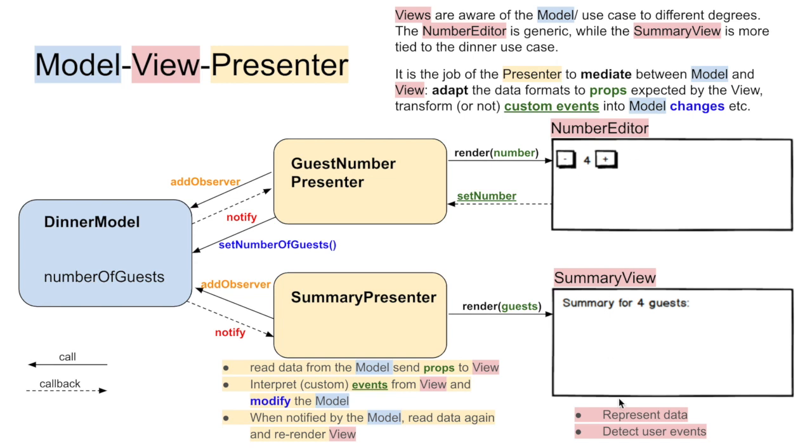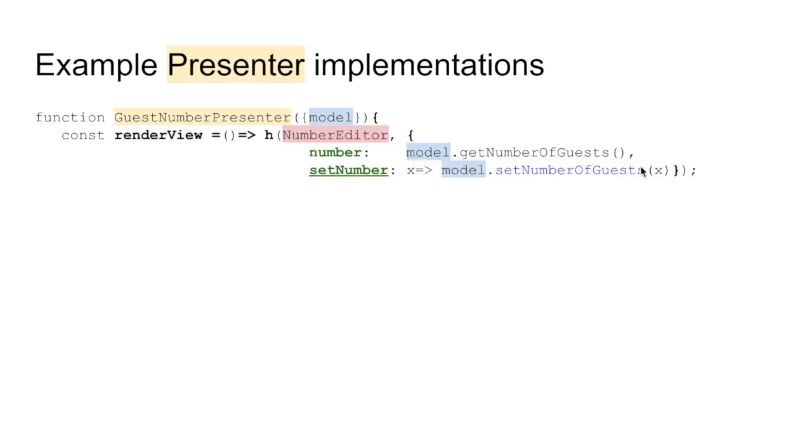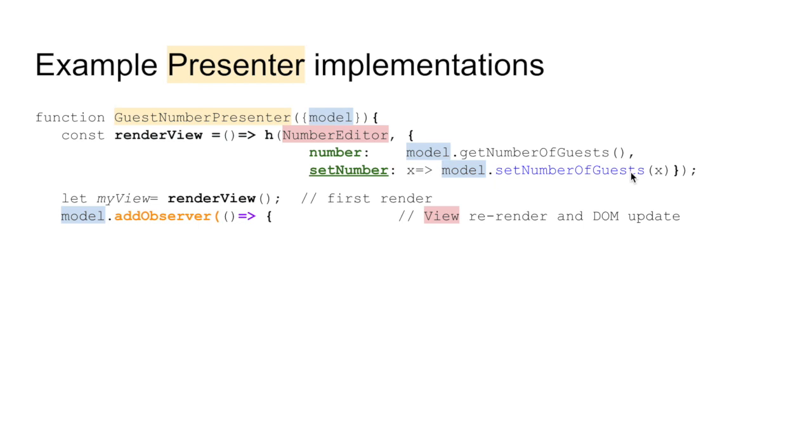Also in the lab, you keep the views and you change the presenters for React and for Vue while the model stays the same. We can make a presenter for the number editor, which adapts it to the dinner model. We do one function, which basically returns a number editor with the props read from the model, that is, reading the number of guests from the model, and the custom event prop, which changes the model, given an integer such number of guests. We do an initial rendering, and we then add an observer.